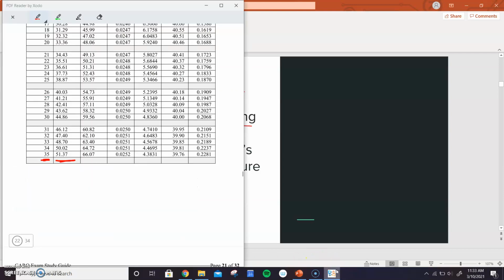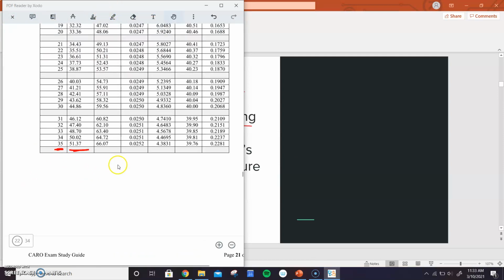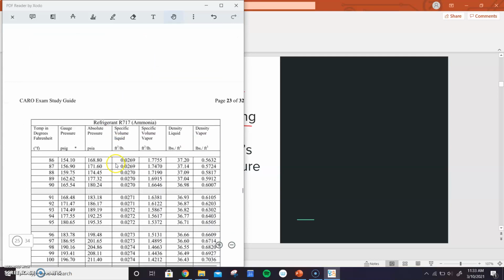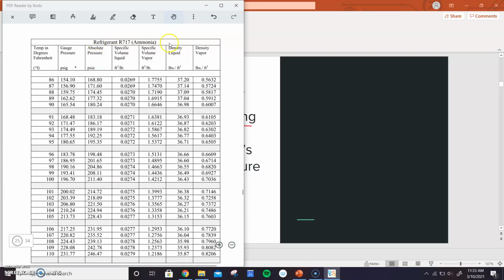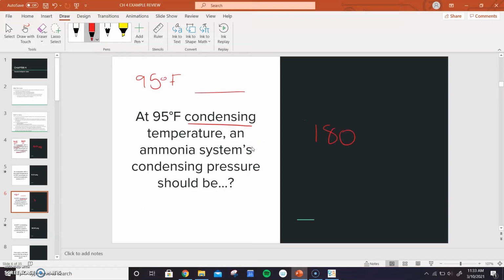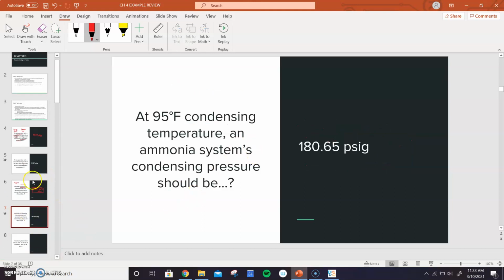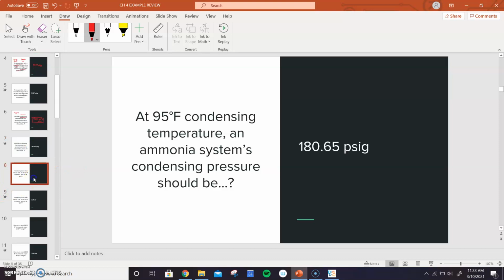So all we have to do is check our table and see what we got here. 95. Scroll down to 95. Make sure we're on ammonia. We are. And at 95 degrees, we should be at 180.65 PSIG. There we go. So that should be our answer. Is that correct? Yes. Look at that. Too good. Okay, let's do another example problem.